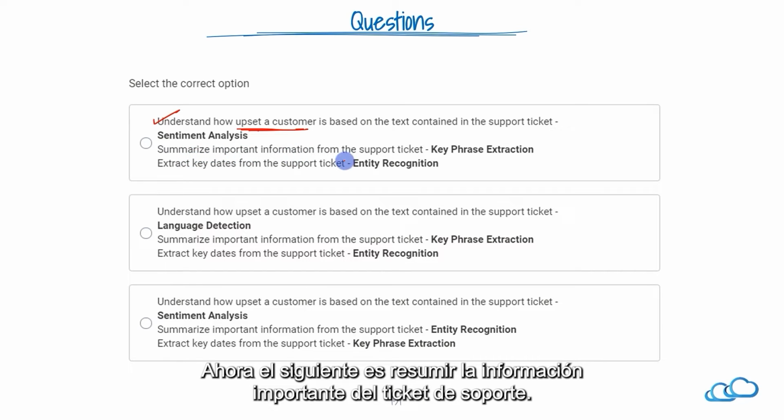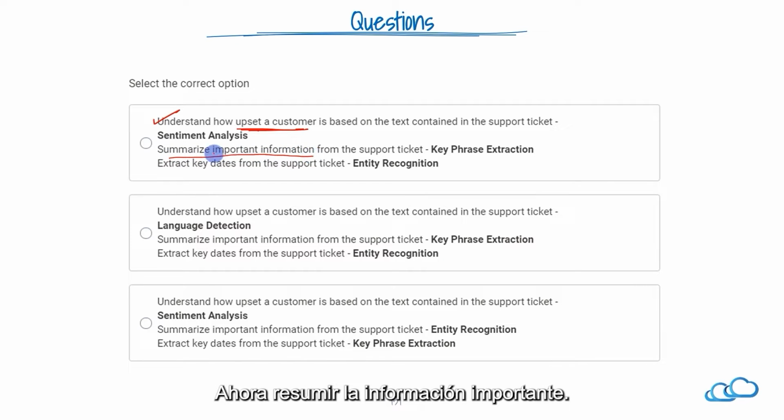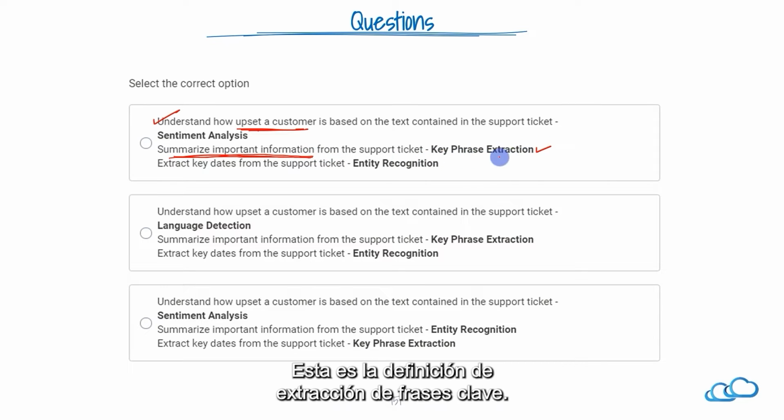Now the next one is summarize important information from the support ticket. Summarizing important information is like taking away the key talking points of the document. Is it key phrase extraction? Yes, it is. This is the definition of key phrase extraction. So this second point is also correct.